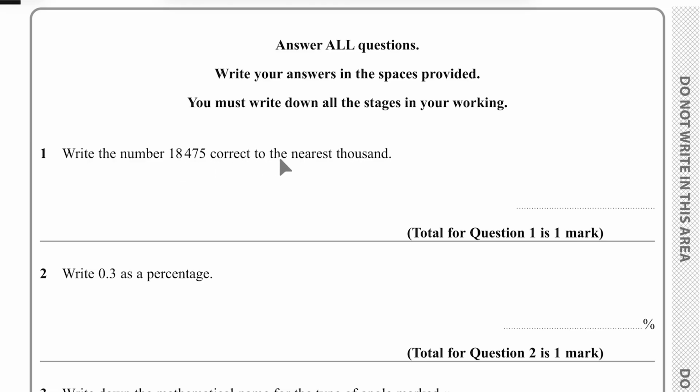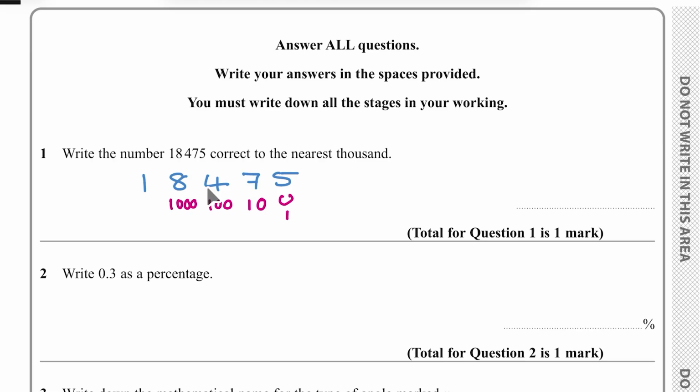18,475 correct to the nearest thousand. So if we lay that number out, we have 18475, and the 5, that's the units. You might call them the ones. The 7 is the tens, the 4 are the hundreds, the 8 is the thousands. So we need the 4, the 7, 5, these 3 digits here, they need to be zeros, and we've got to round it to the nearest thousand.